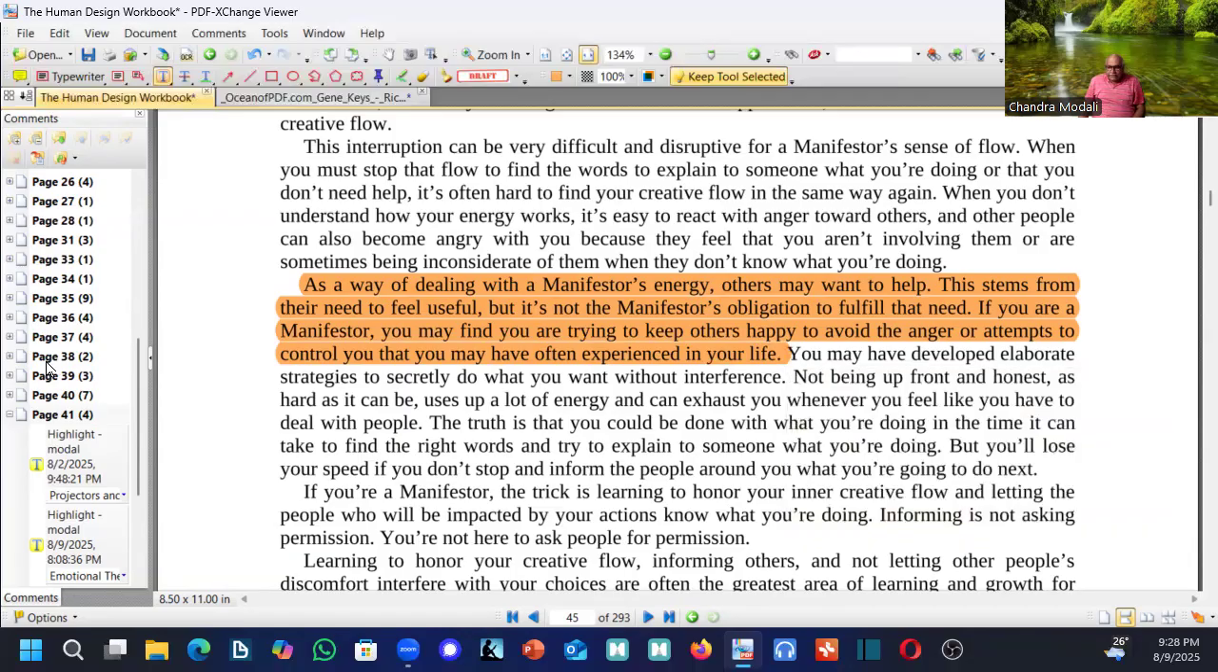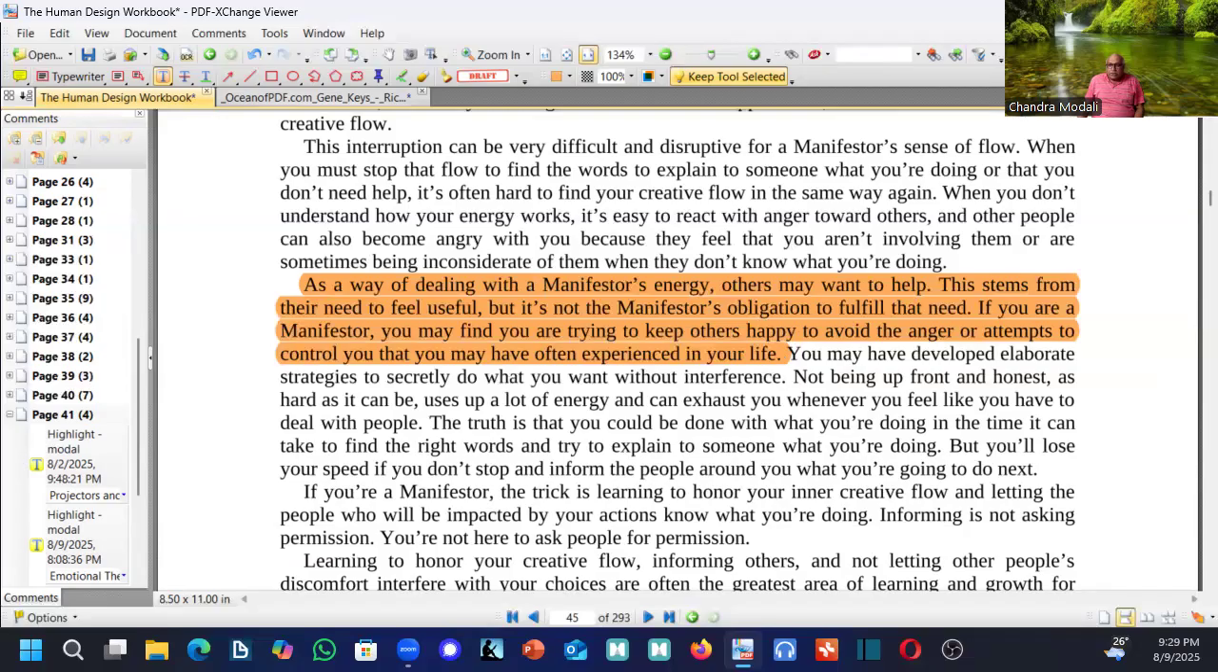Now, I will tell you an interesting one. This quality of a manifestor may be visible in a manifesting generator also. Be very cautious of it. You may have done all that you have put in. You don't have patience to wait. You want to get into the action mode, right? And you don't want to communicate.